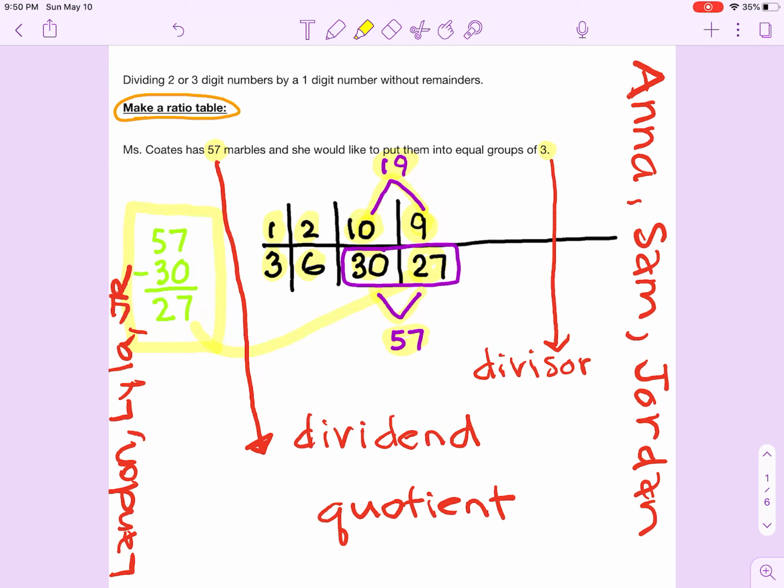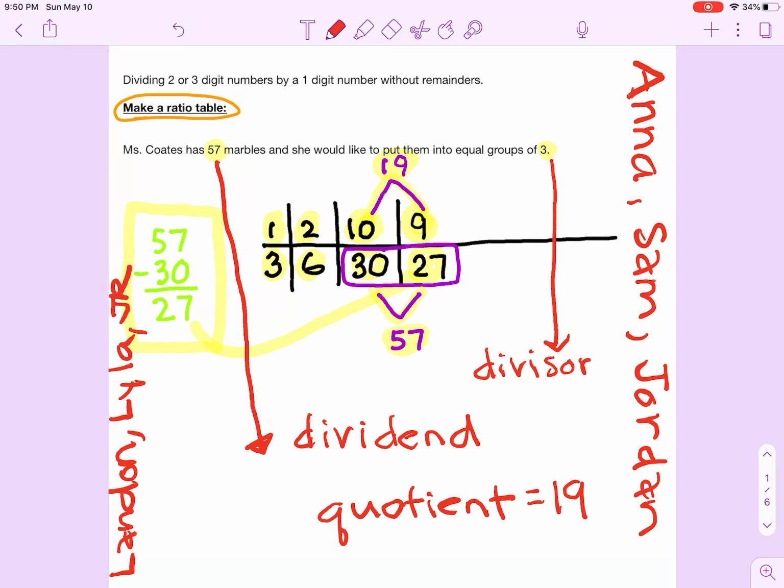So now I know that the quotient, or the answer to this problem, if I were to try to divide 57 marbles into 3 equal groups, would be 19. My quotient for this problem would be 19. And that, again, should be a little bit of a review strategy. And that might be one that you want to start with today, just to practice.